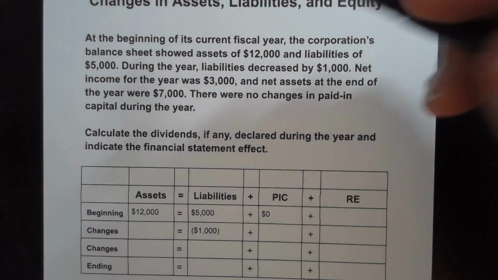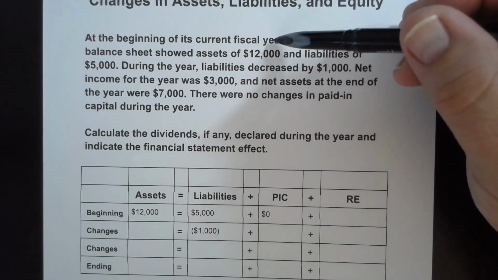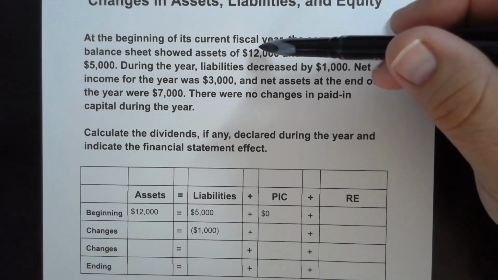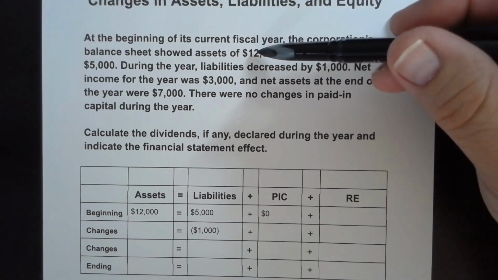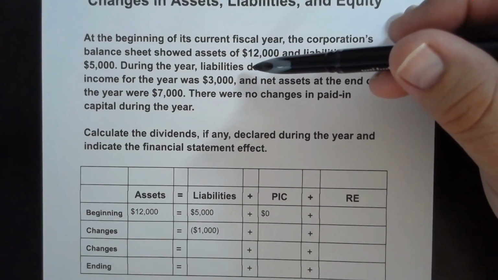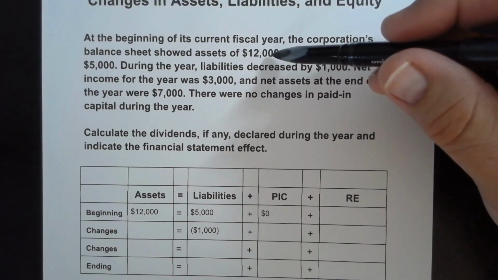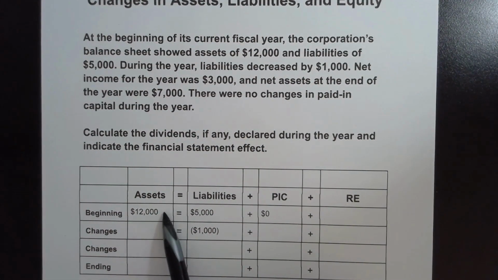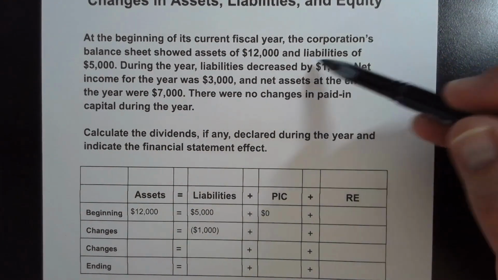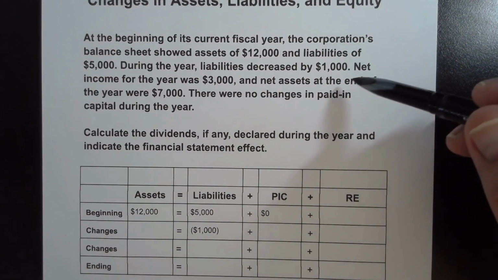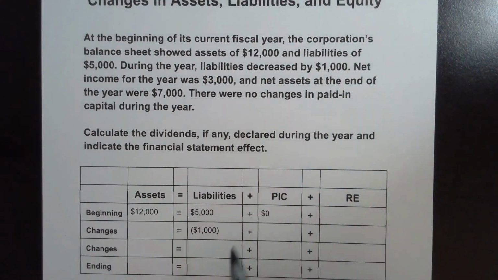It's telling us that at the beginning of its current fiscal year, and first fiscal year would be the bookkeeping year. So it may not line up with the calendar year, and that is why it's called a fiscal year. The corporation's balance sheet showed assets of $12,000. That's already filled in here for the beginning balance of assets, $12,000, and liabilities of $5,000. And you can see that is also filled in here. During the year, liabilities decreased by $1,000, and you can see that that has been filled in here.